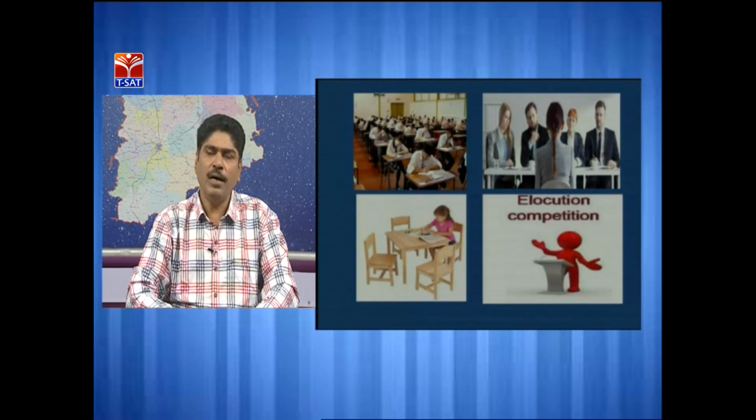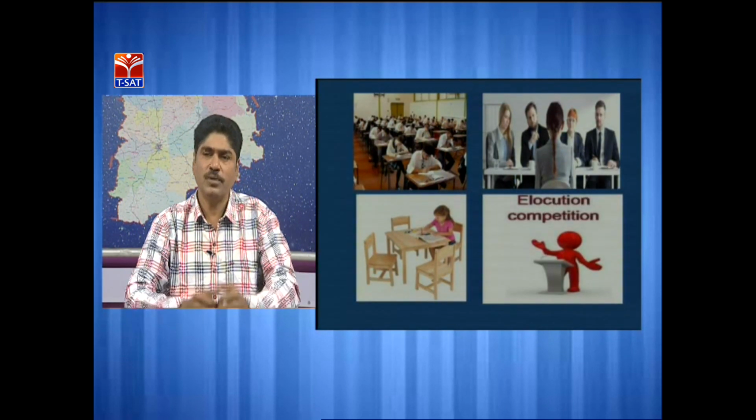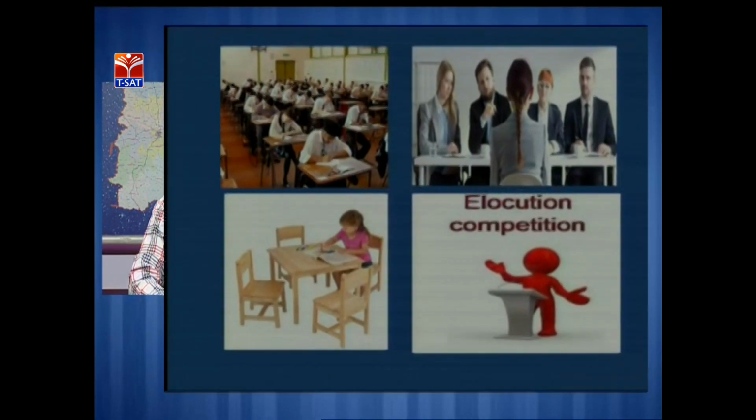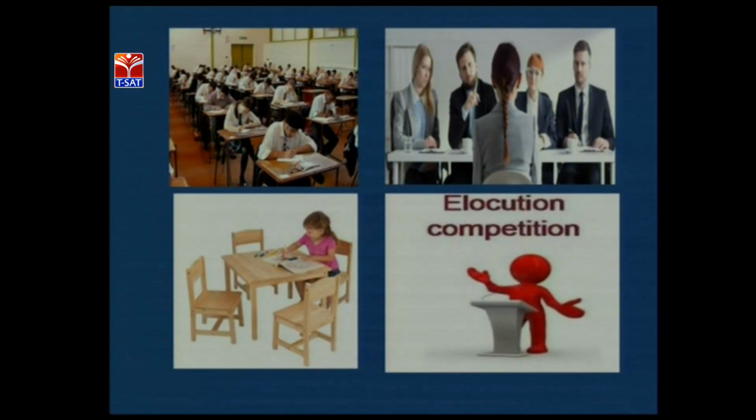Observe this. We evaluate our students through some tests, some slip tests. Sometimes we observe our students. We observe their written works. We understand their oral competence, their performance, and some other activities such as debates, elocutions. All these activities that we take up in our schools will give data. With the help of that data, we assess the performance of the children.